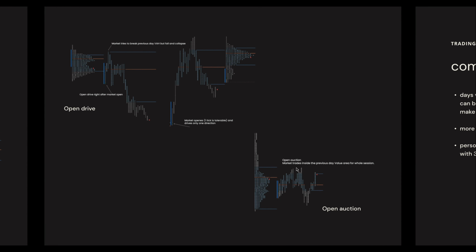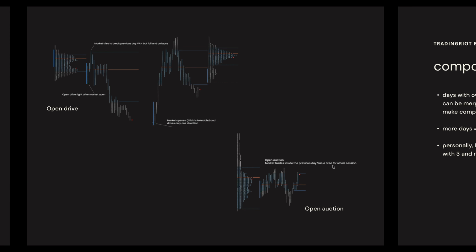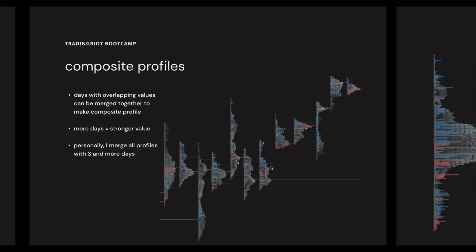Open auction, market trades inside the previous day value for the whole session. So this is kind of your inside day candlestick, but also this is inside day value. So tight compression, likely to expand on the next day. Composite profiles. This is where it actually gets a little bit interesting.